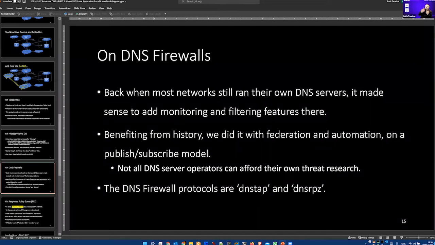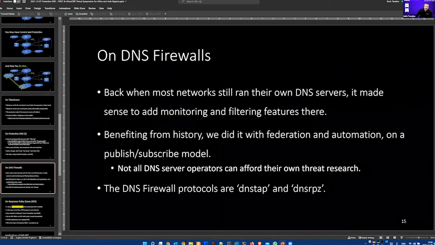So what I would like to say is that if you have DNS and you have RPZ, it's zone updates, and you have this incremental thing, and it's done in real time. I will show you that as well.